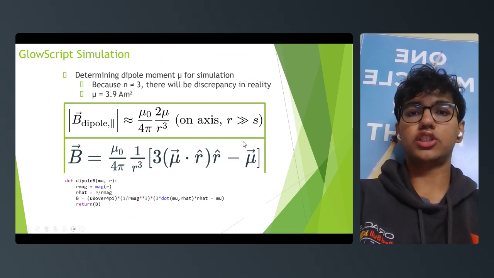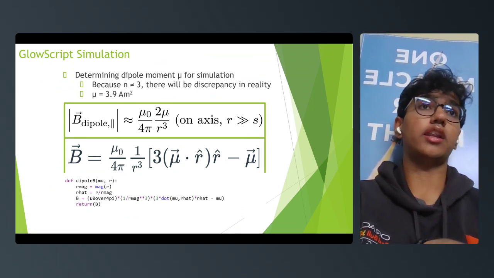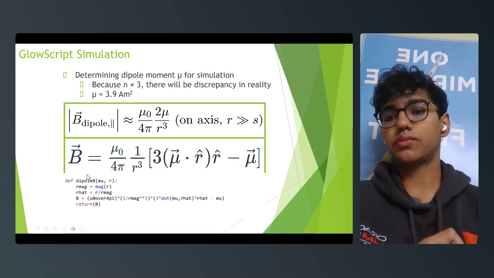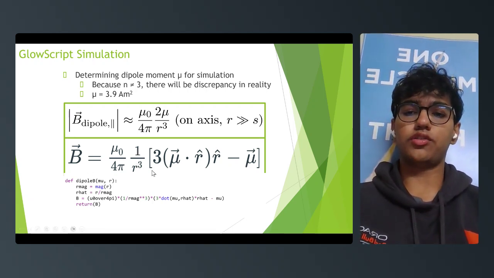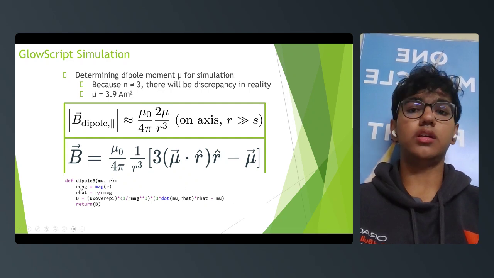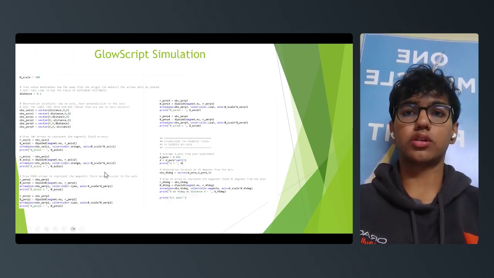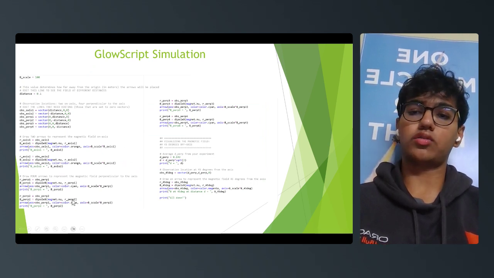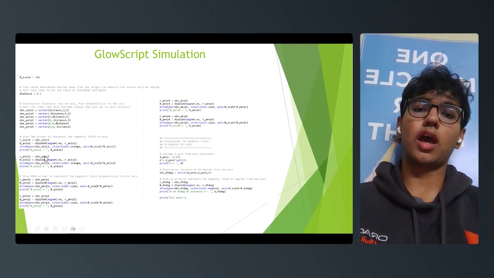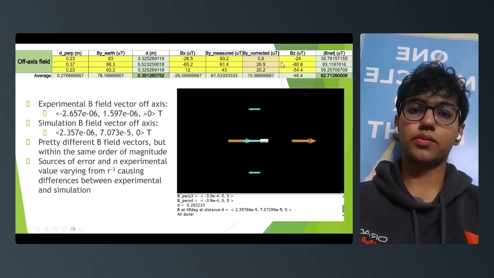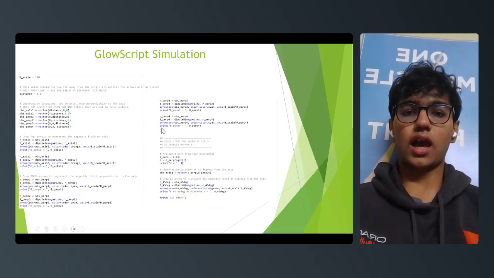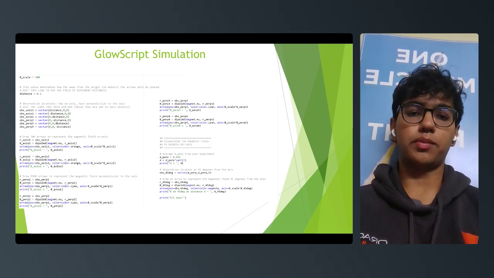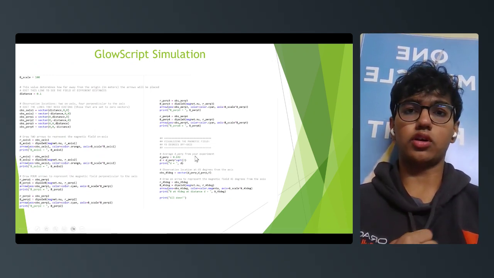So, the GlowScript simulation. Because n is not equal to 3, which is the ideal value of n for a dipole, there will be a discrepancy. This is how we calculated B using this equation in the GlowScript model, and this is the GlowScript simulation. We defined different vectors to actually see it when we run the simulation, and we visualize the magnetic field by calculating d-parallel and d-perpendicular. You can have a look at that here.